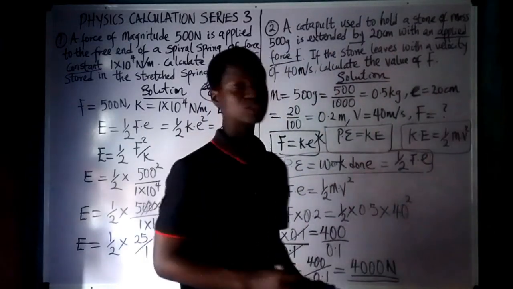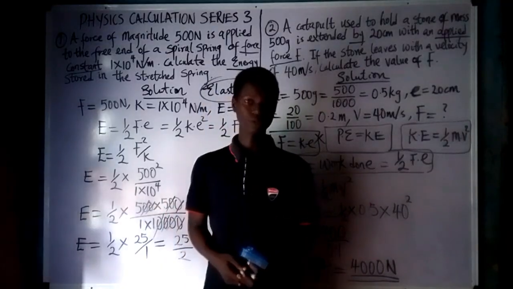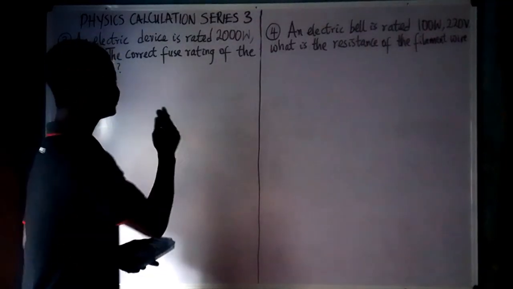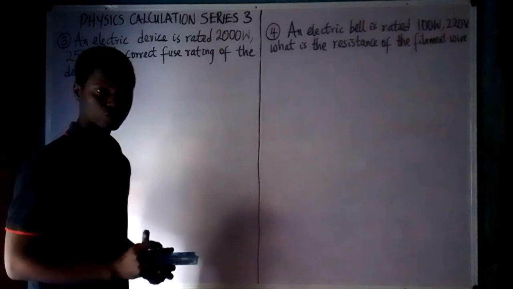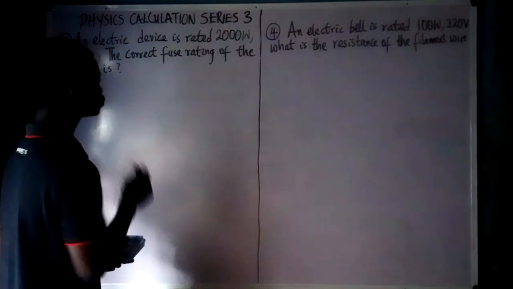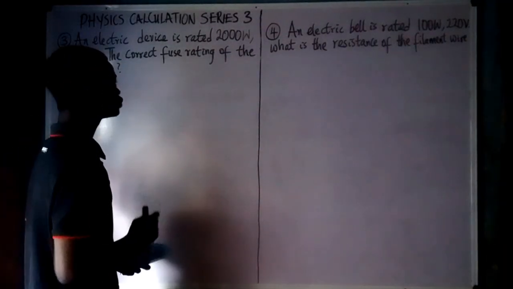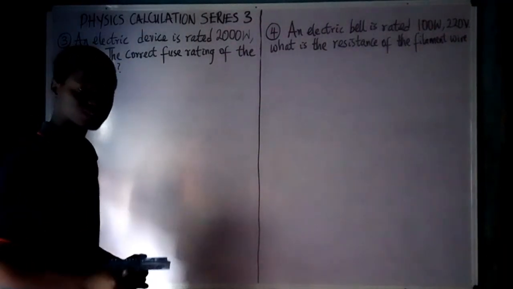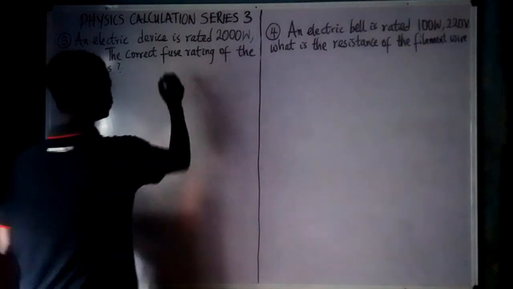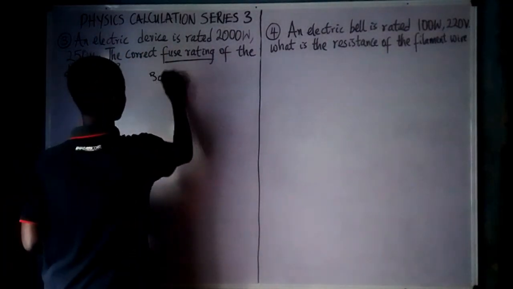In fact now guys, we'll be getting to the next question, and that will bring us to question number 3. Alright guys, here is the next question we are asked to solve. It reads, an electric device is rated 2000 watts, 250 volts. The correct fuse rating of the device is, so we are asked to find the fuse rating of the device. So we'll say solution guys.